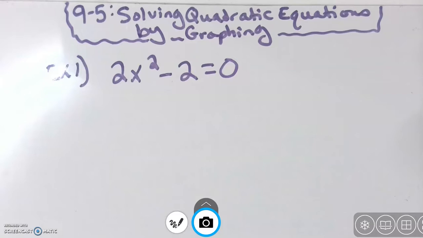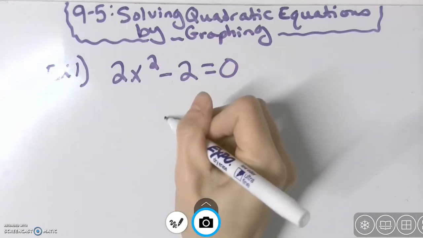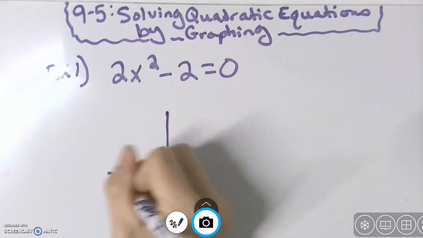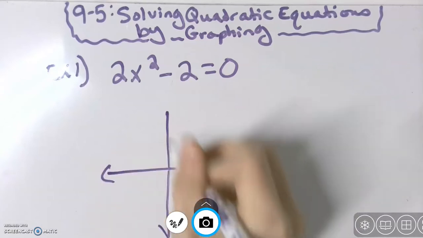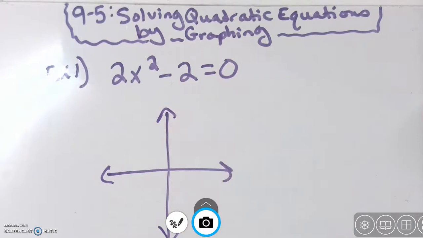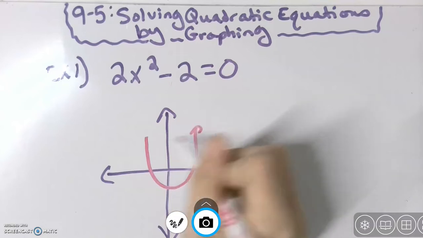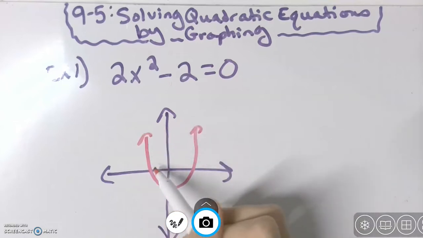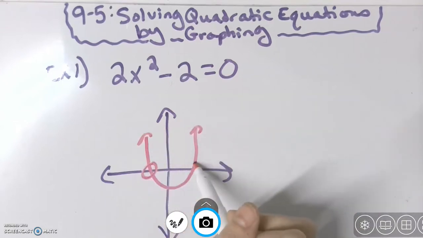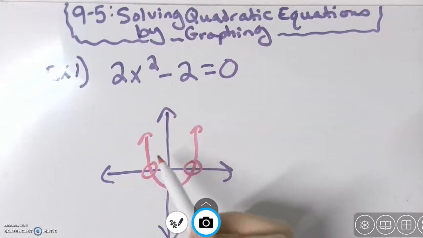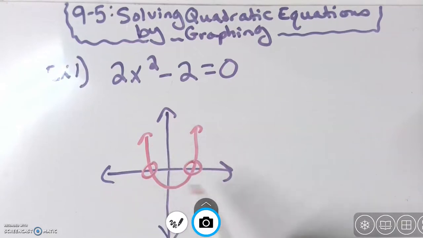Okay, so when we solve a quadratic equation, we're finding the zeros of that function. And what that means is if I have a coordinate plane that looks like this, and I'm trying to solve that quadratic equation, say I have a parabola that opens like this. I'm trying to find the value of the zeros on the x-axis, of where this parabola intersects the x-axis.